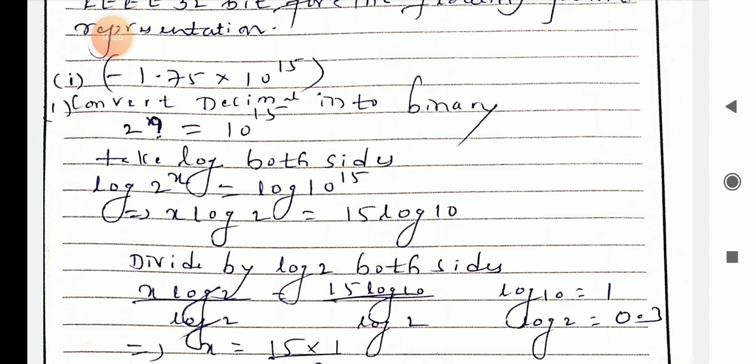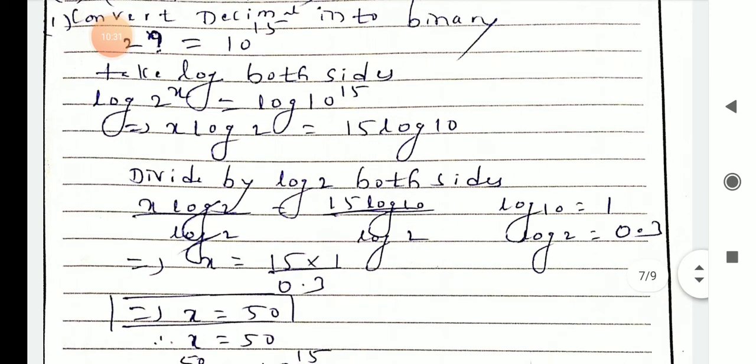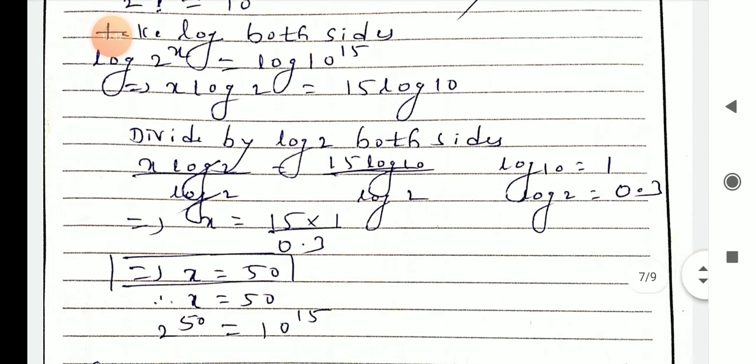x log 2 equals 15 log 10, divide by log 2 on both sides. So dividing both sides by log 2, x log to the base 2 divided by log 2 is equal to 15 log to the base 10 divided by log 2. So log 2 gets cancelled, x.